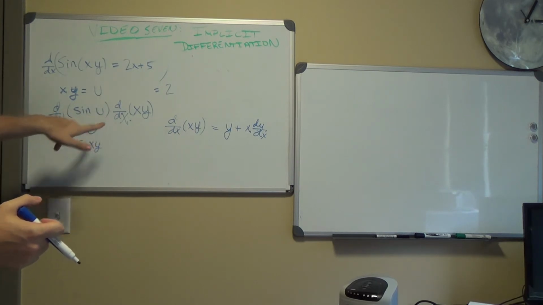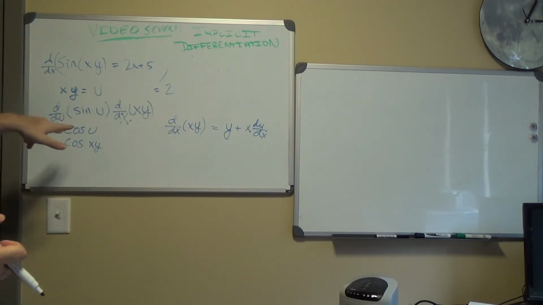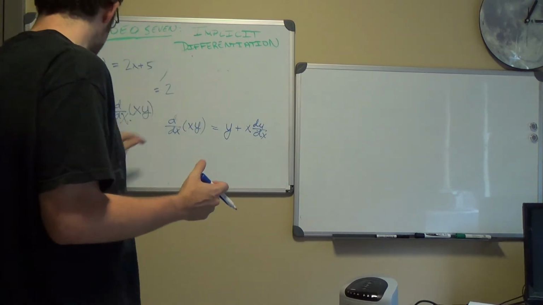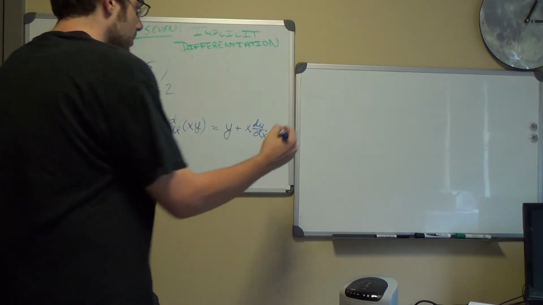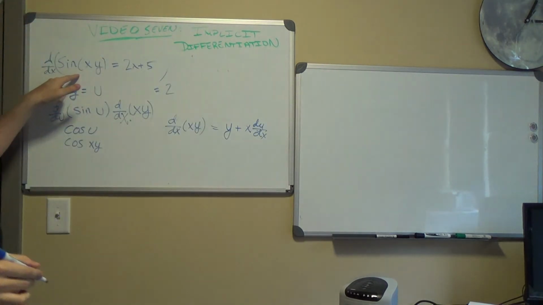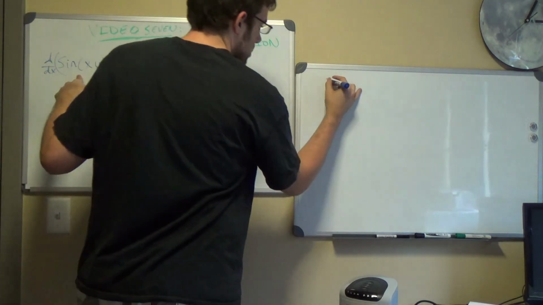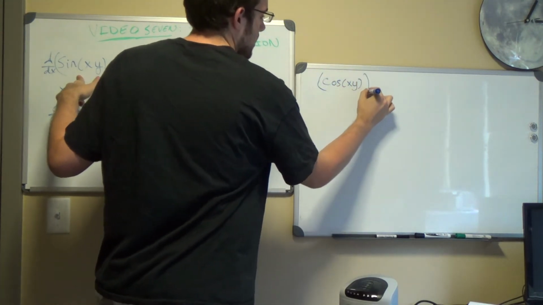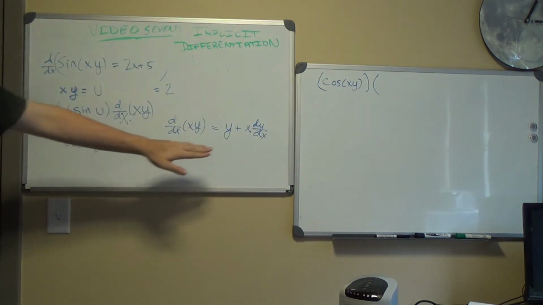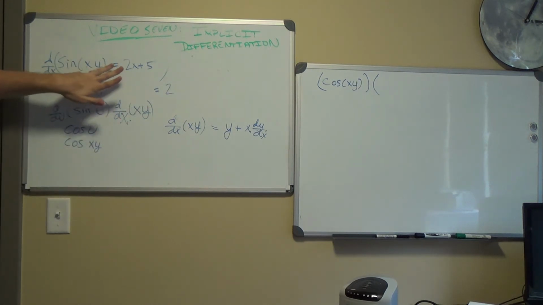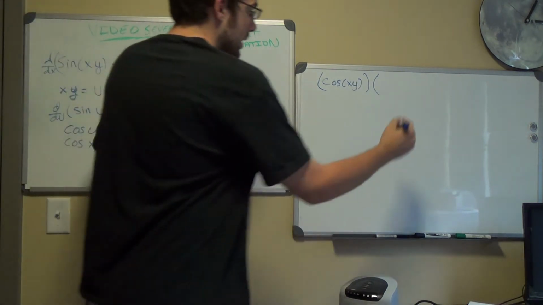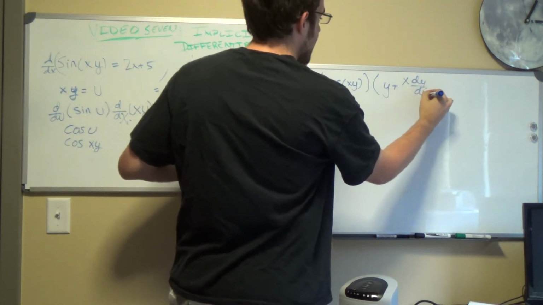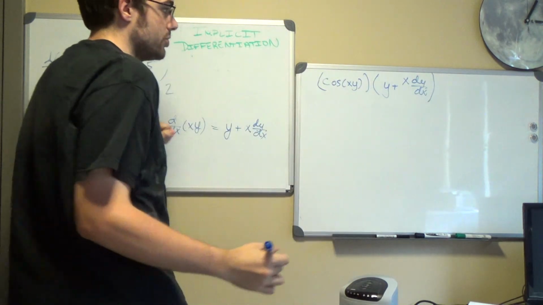So we can put these two terms together and we end up with the derivative of this function equaling the following. We have cosine of xy times the derivative of the inside xy, which is y plus x dy/dx, equals 2.